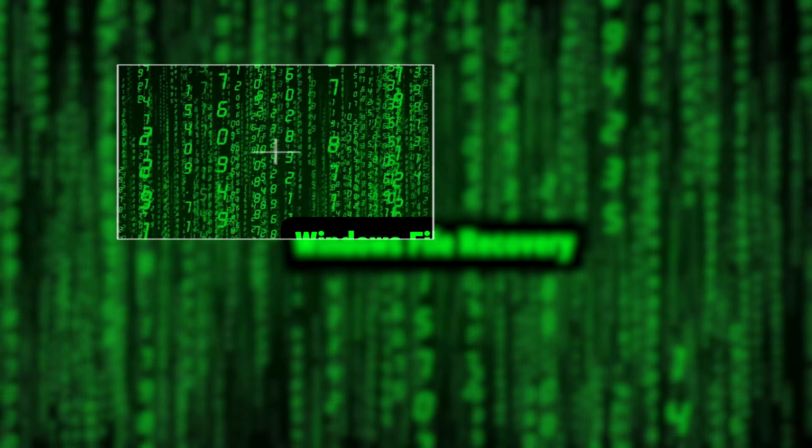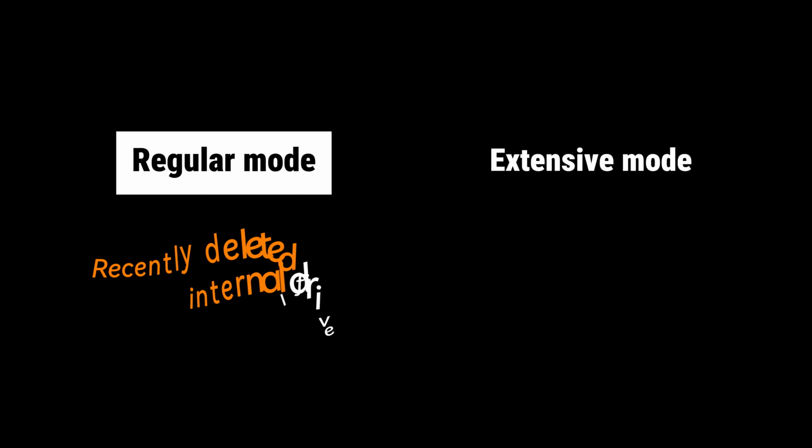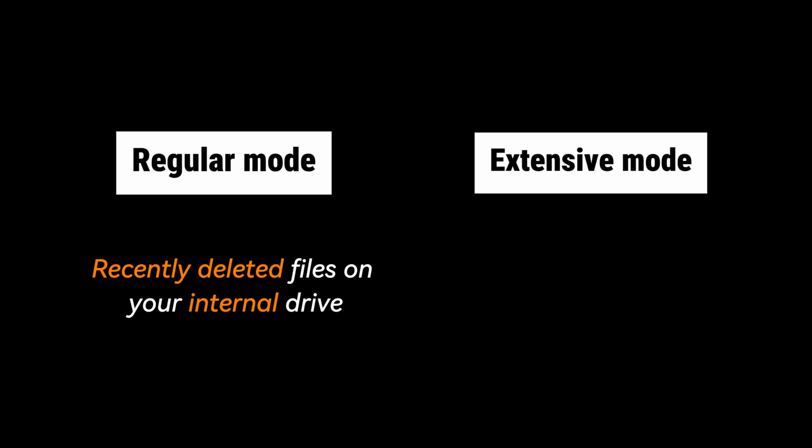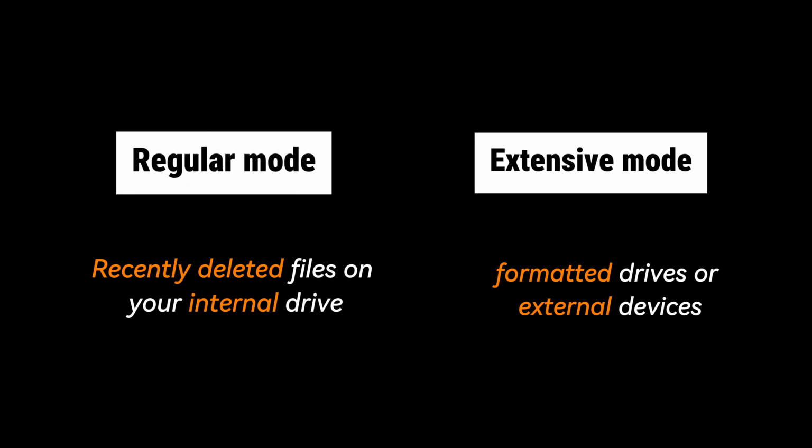Next, choose a suitable scanning mode. Windows File Recovery has two main modes: regular mode and extensive mode. Regular mode works best for recently deleted files on your internal drive. Extensive mode is better for formatted drives or external devices. If you are unsure, just start with regular, then try extensive if it doesn't work.